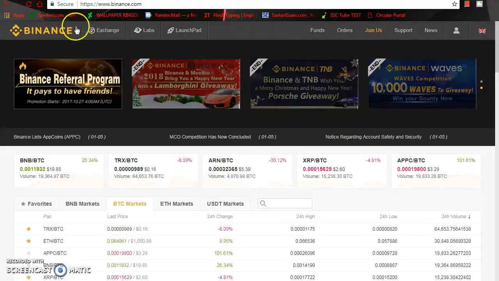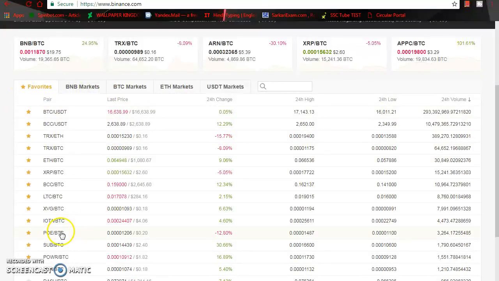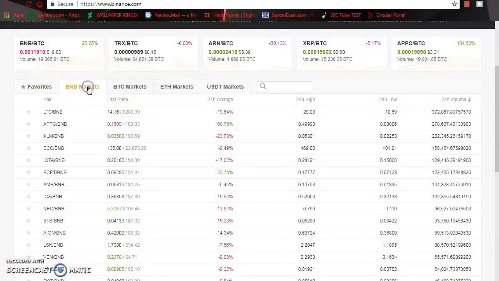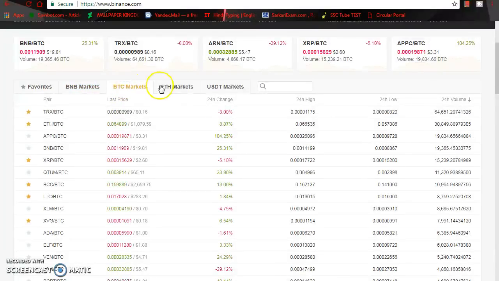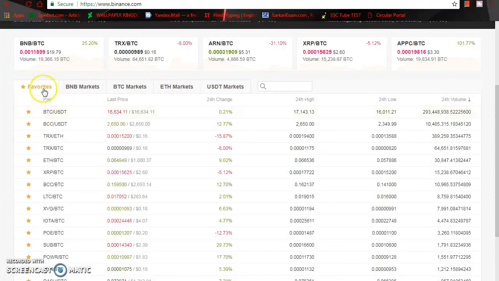Okay, so this is Binance, and if you just check its overview, it is a beautiful overview. As you can see, it has lots of coins. I have already favorited lots of coins, and you can trade through Binance Coin. As you can see, Binance Coin in Bitcoin, in Ethereum, and in USD. So there are lots of markets right now that Binance is giving us.